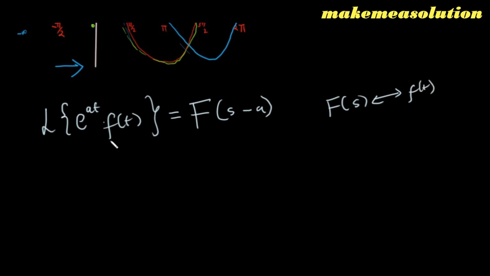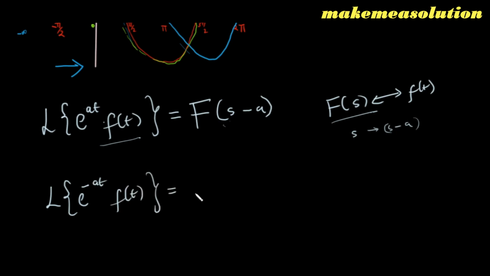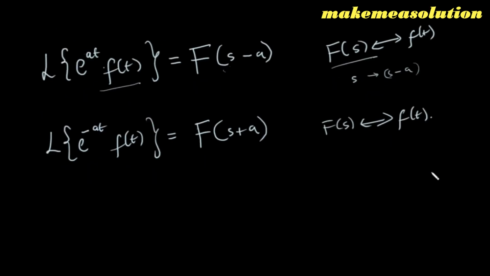Now this is how we normally do it. To evaluate the Laplace transform of exponential at times f of t, first of all, we'll find the Laplace transform of f of t, which is f of s. Then we apply the shift by changing s to s minus a in the case where the exponential is positive. But if the exponential is negative, then you're going to have it this way, f of s plus a. Is that okay? And f of s is still a Laplace transform pair with f of t. So we are going to look at a couple of examples to see how this works.